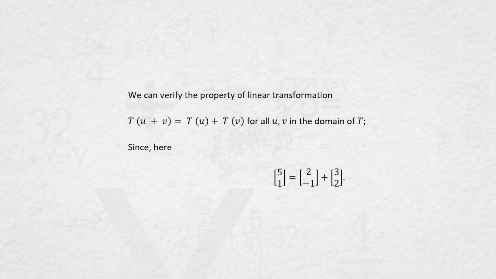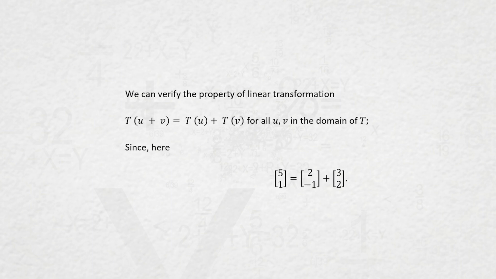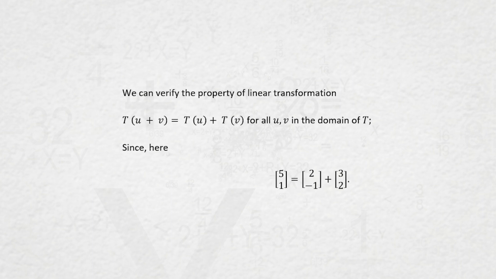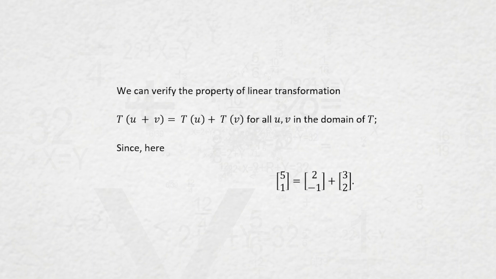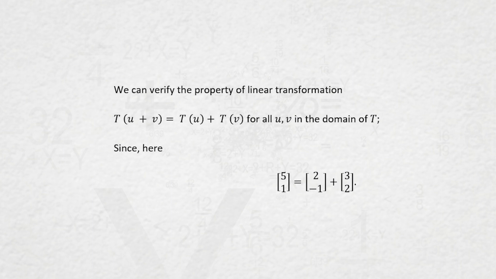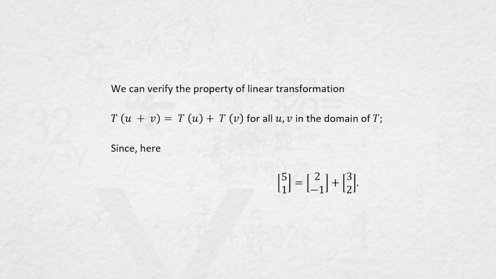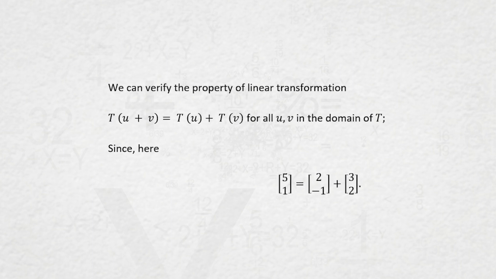We can verify the property of a linear transformation, that is T of u plus v is equal to T of u plus T of v for all u and v in the domain of T, since here the column vector (5, 1) can be written as a linear combination of (2, -1) plus (3, 2).